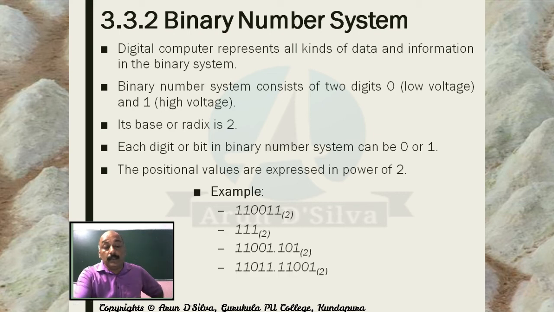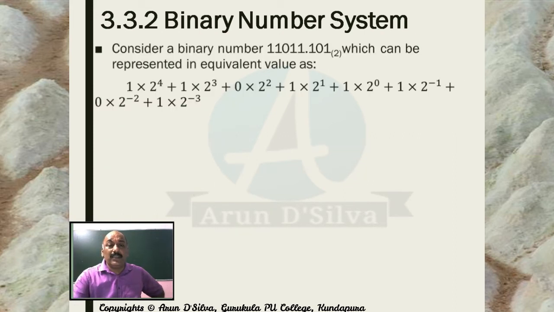These are some example numbers. 1100011 with base 2, 1111 with base 2, 111001 with base 2, and 1110111.11001. These are simple examples of the binary number system. Got it? I'll show you the representation.